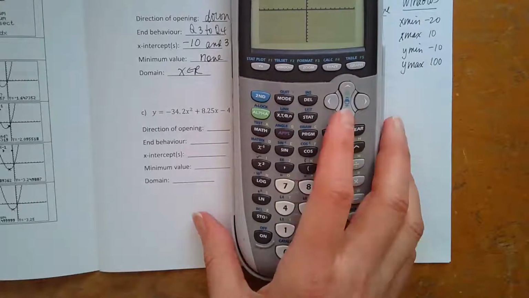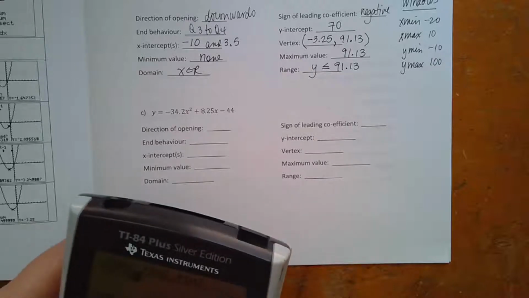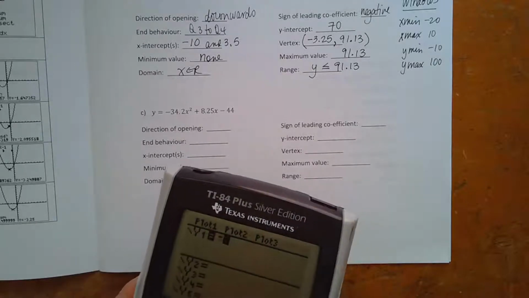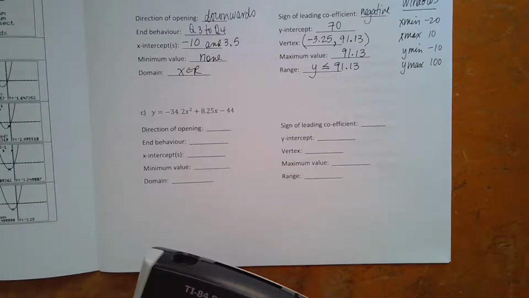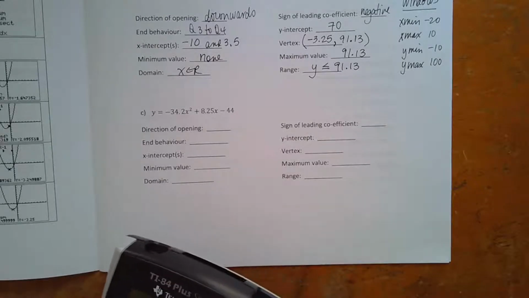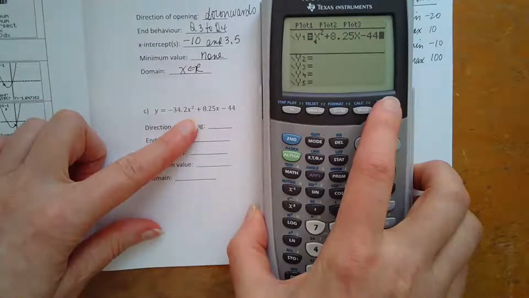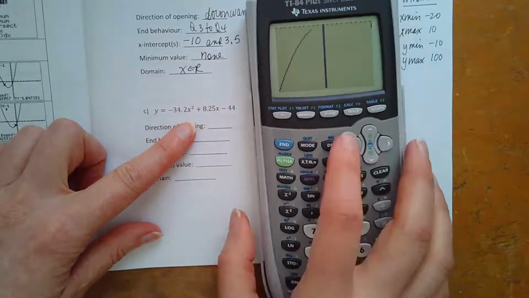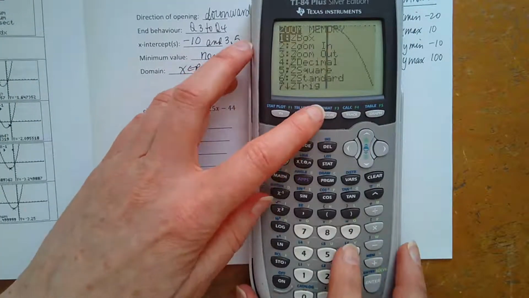If you press, I'm just going to check something for you. If you've entered your, whoops, sorry, I just lost my. You've entered your equation in, you've pressed graph, whoops, thanks. Sorry, you weren't supposed to see that.